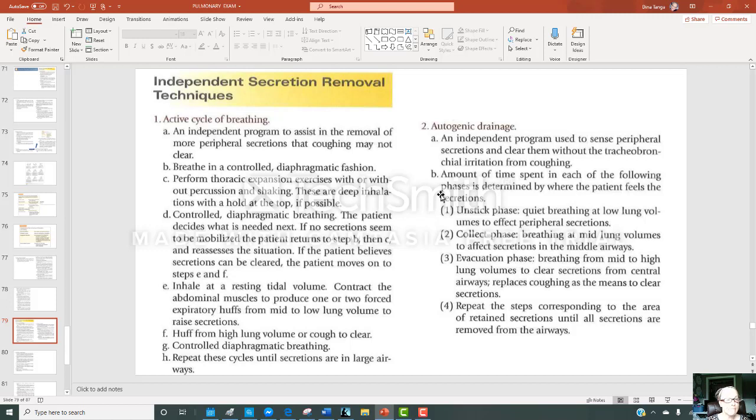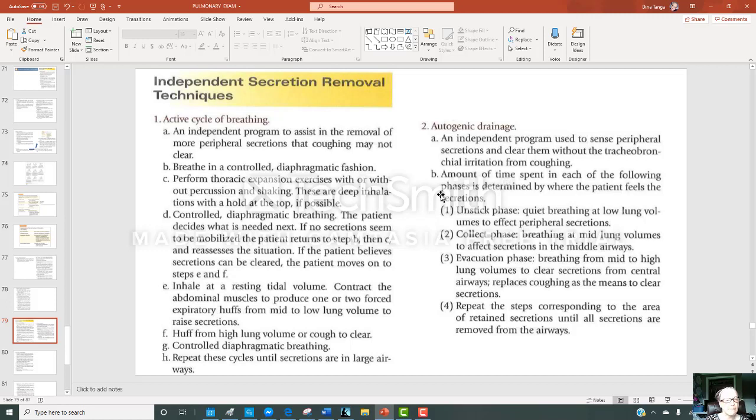Independent secretion removal techniques. Active cycle of breathing. An independent program to assist in the removal of more peripheral secretions that coughing may not clear. Breathe in a controlled diaphragmatic fashion. Perform thoracic expansion exercises with or without percussion and shaking. These are deep inhalations with a hold at the top if possible.